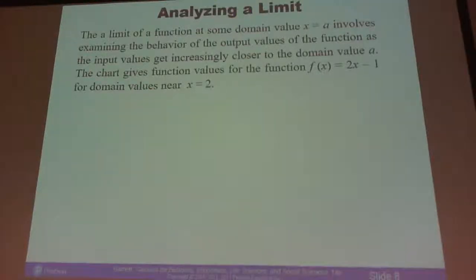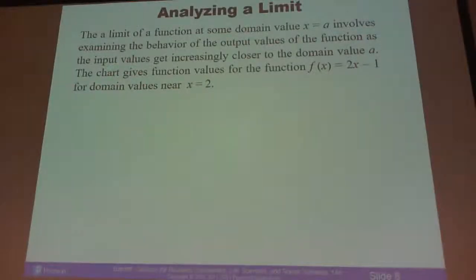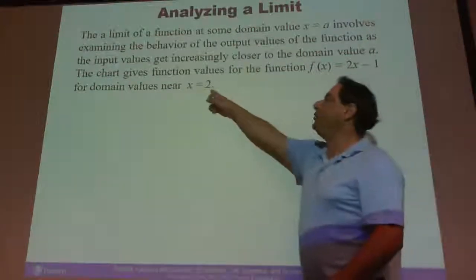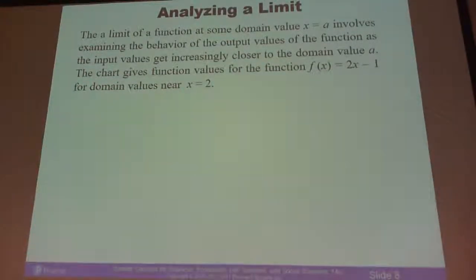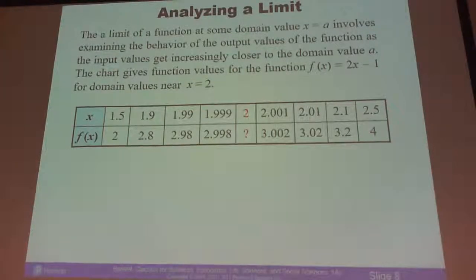Okay? So the limit of a function at some domain value x equals a involves examining the behavior of the output values of a function as the input varies increasingly closer to the domain value. So the limit means as we get closer, as we approach. So if I asked you, what happens when x is 2? You would plug 2 in and get what? 3. We know the answer is 3. But I want to know what happens as we get closer to 2. What does it look like?